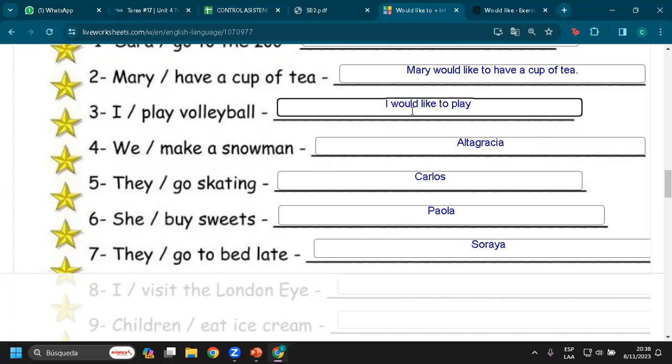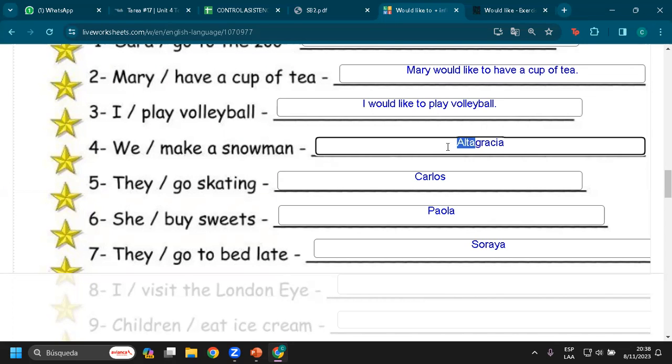Okay. ¿Puedo usar contractions? Sí. ¿Cómo quedaría con la contraction? Vamos a ver. I would like to play volleyball. Perfect. Very good pronunciation. Siguiente, Miss Altagracia.